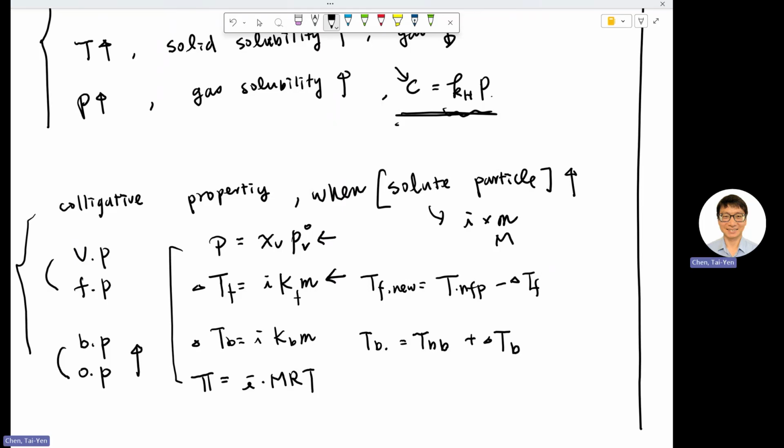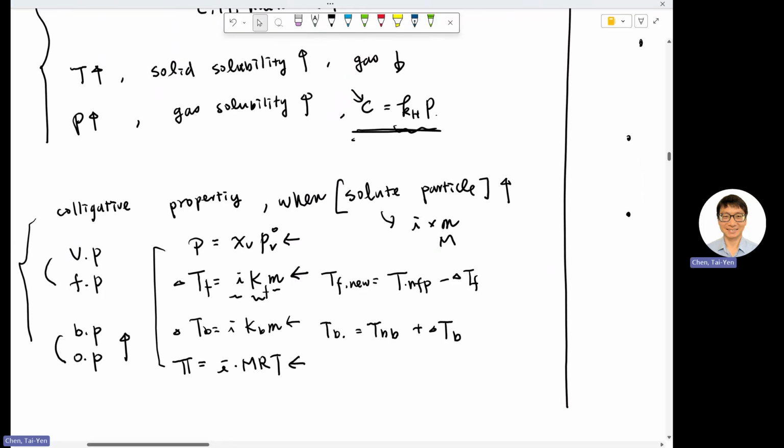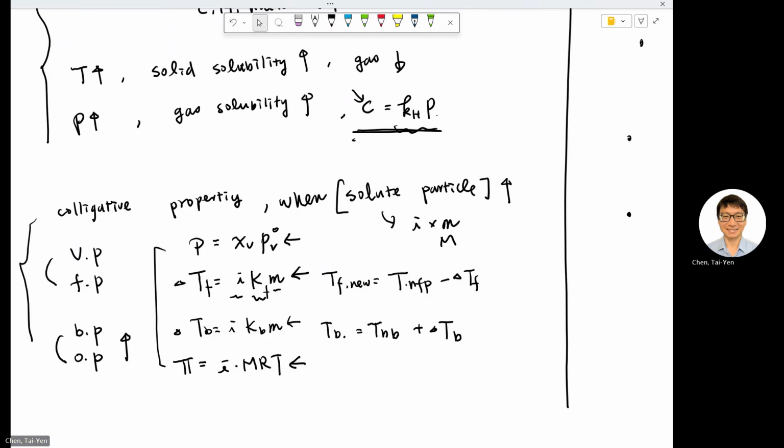This is how you calculate the freezing point depression: delta T_f, the change of the freezing point temperature, is i times K_f times m. And then the change of your boiling point will be i times K_b times m. And then the osmotic pressure can be calculated using pi equals i times M R T. Here, make sure that you know the R, you need to use 0.082 atm. So that's the things that you need to understand.